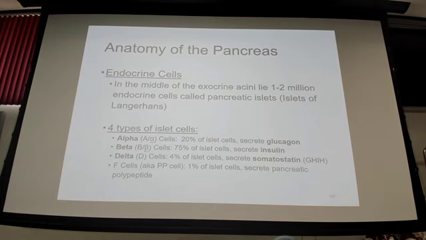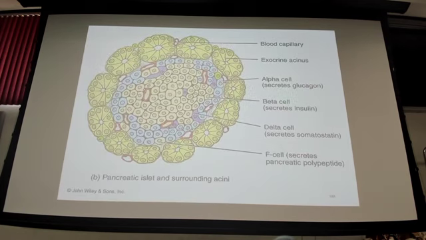And then F cells make pancreatic polypeptide, which does various things. Right? But we're really interested in alpha, beta, and delta right now. So this is a pancreatic islet. This is the endocrine pancreas. This is the functional unit of the pancreas, the endocrine side of the house. All right.